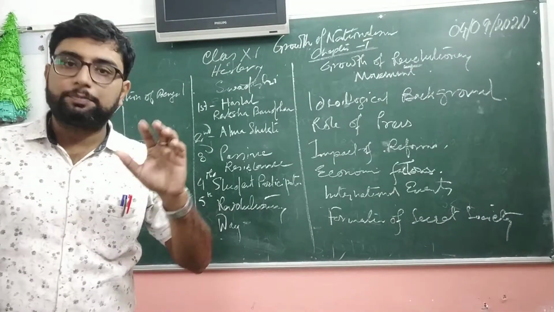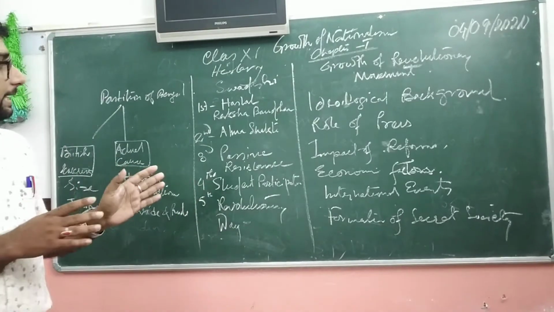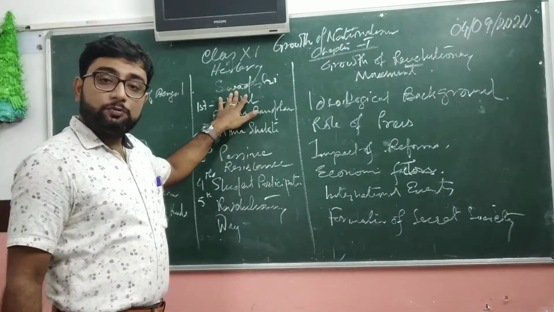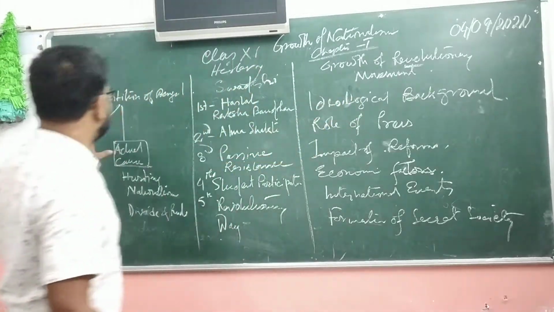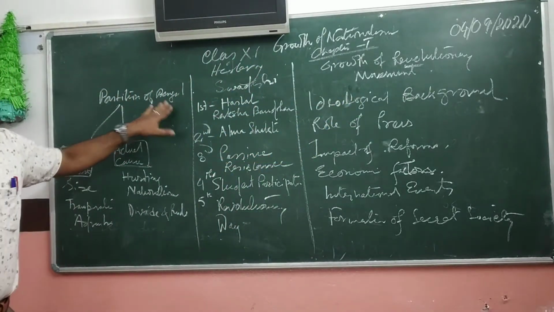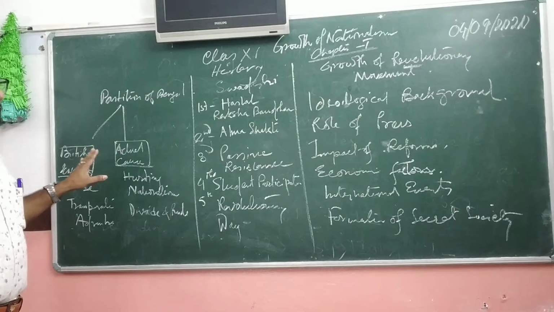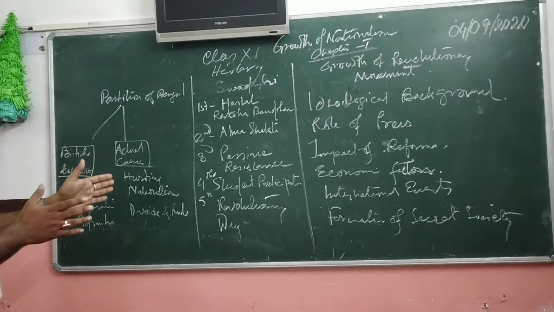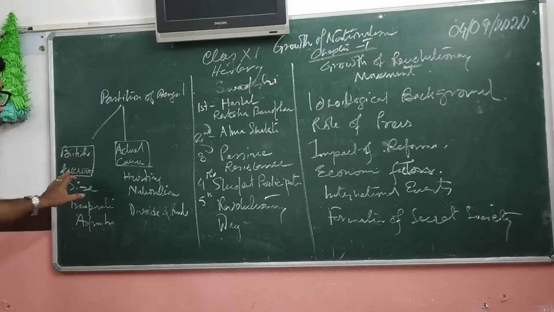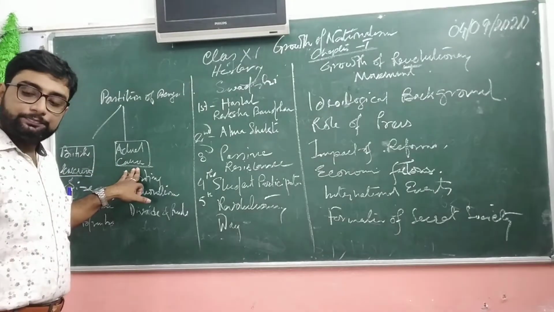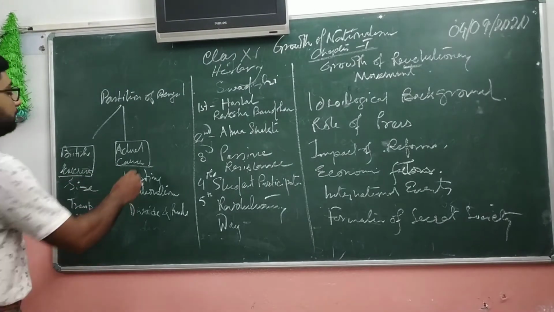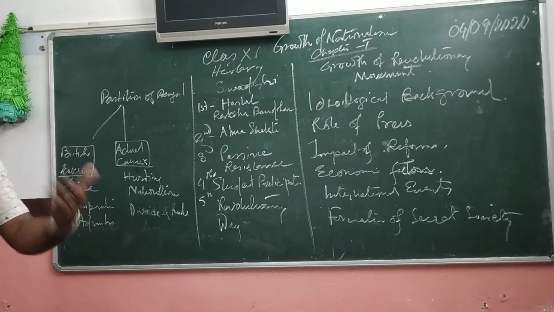First, the partition of Bengal. Second, the Swadeshi movement, and third, the growth of revolutionary nationalism. Now in the first, the partition of Bengal, there are 2 sides. First, the British excuses, and the second is the actual cause. Or you may write it as actual causes, as there were several.